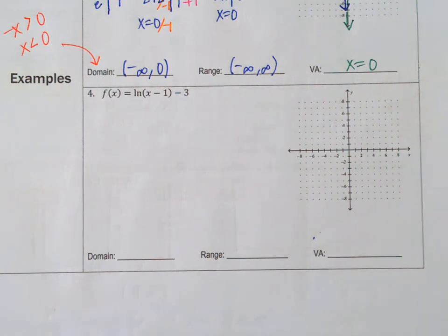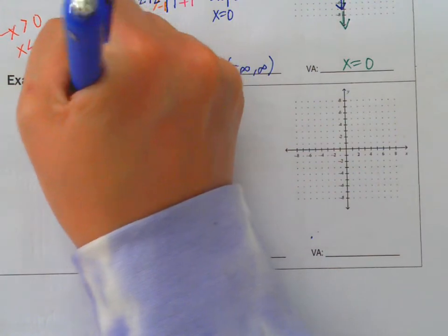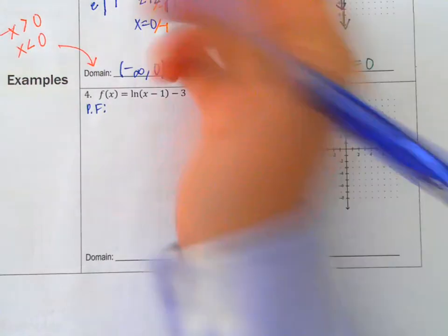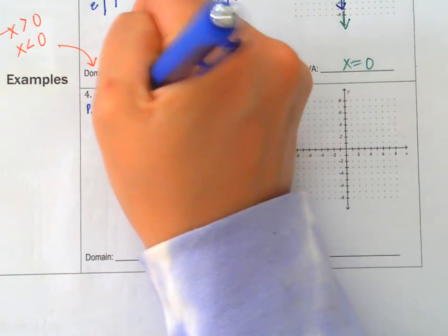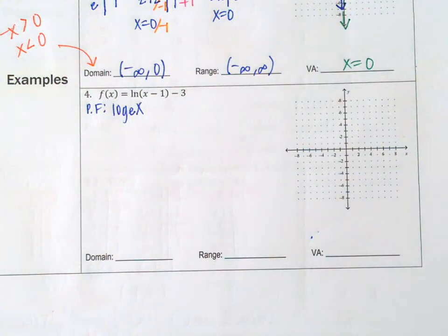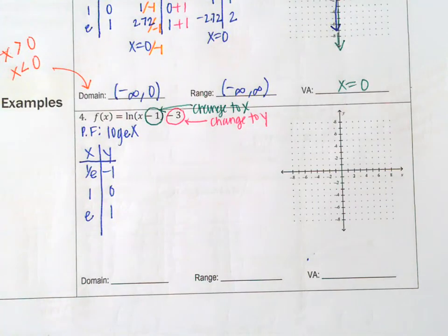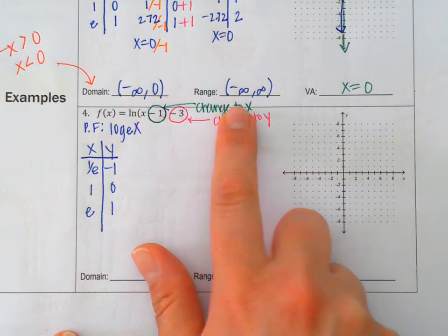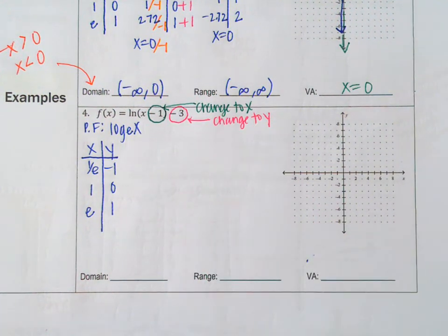Okay, so if you're coming back, the first thing we always think about is what's my parent function. My parent function here is log base e of x. So I'm going to write my parent function table. And there it is. Now I'm going to think about my 2 transformations. I have the -1, which is a change to the x, and then the -3, which is a change to the y. So now I'm going to put those into my table.